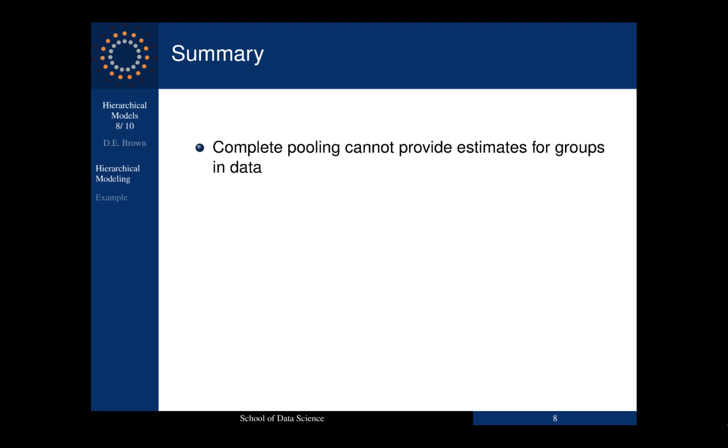So to summarize then, complete pooling can't provide estimates for groups. It's just a way of bringing all the data together and ignoring groups entirely. So it doesn't give us a sense of what's really happening in our problem space where we're interested, for instance, in knowing if a school is responsible or contributory towards a student's performance, or if a hospital, a specific hospital, is contributory toward a patient's outcome.